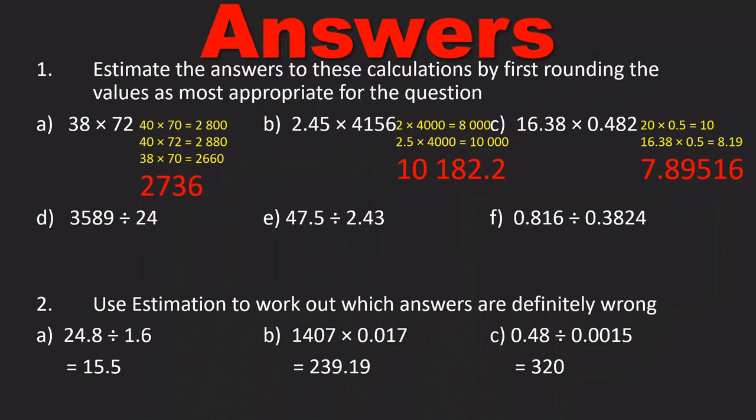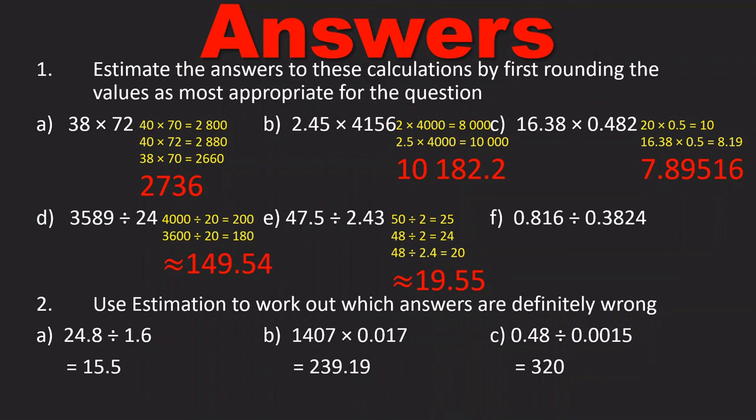For question D, we might estimate this as 4,000 divided by 20, which is a nice easy calculation, or 3,600 divided by 20. In any case, the correct answer is approximately 149.54. For question E, we could have done 50 divided by 2, or 48 divided by 2, which would be even closer, or 48 divided by 2.4. Again, remembering how we divided by decimals, 48 divided by 24 times by 10. In any case, the actual answer is approximately 19.55. So regardless of your estimate, you should have had something around 20. Question F, you could have done 0.8 divided by 0.4, or 0.816 divided by 0.4. In any case, your answer should be approximately 2.